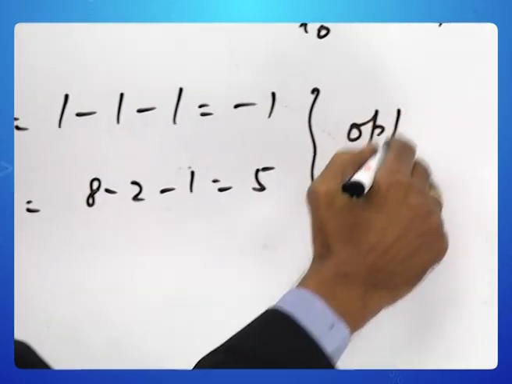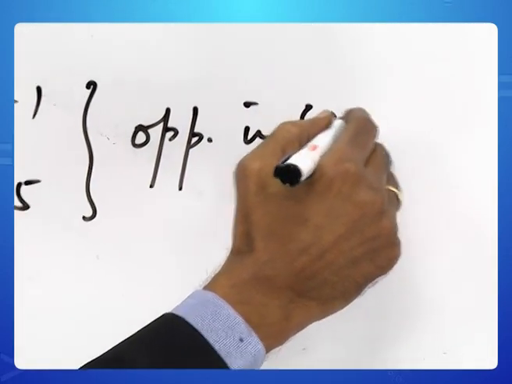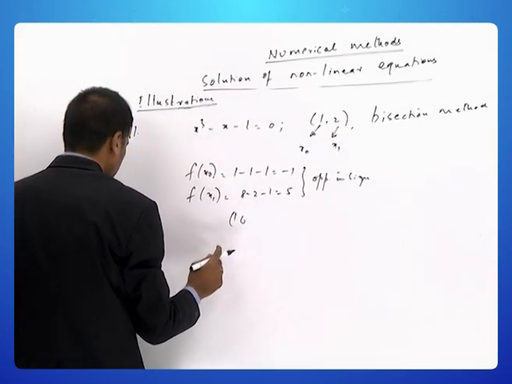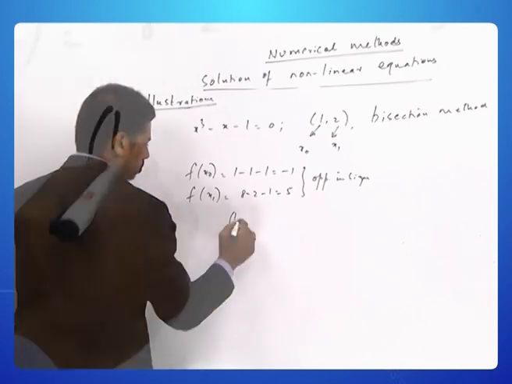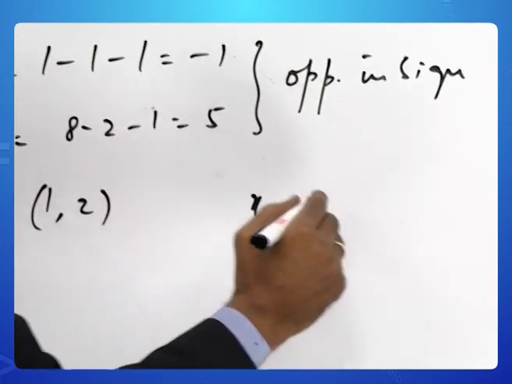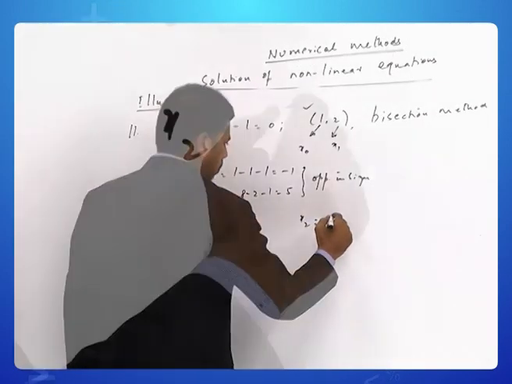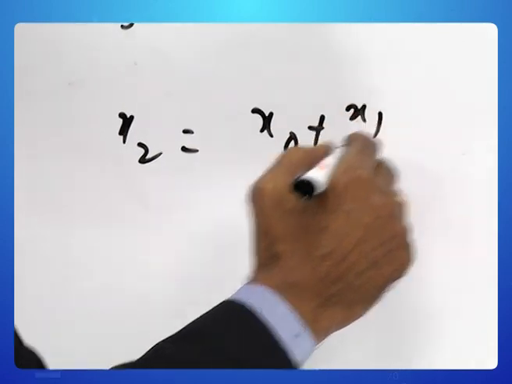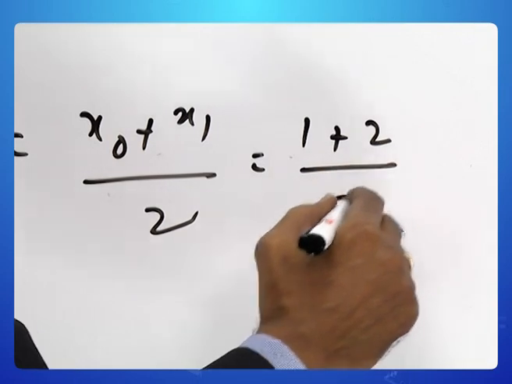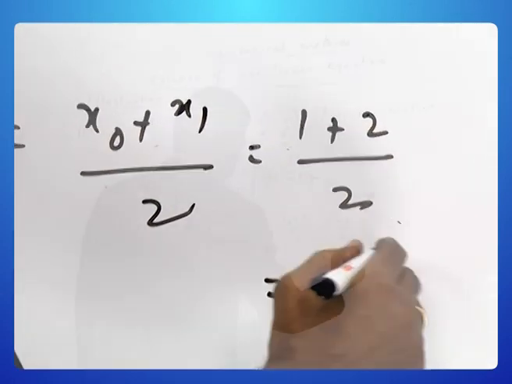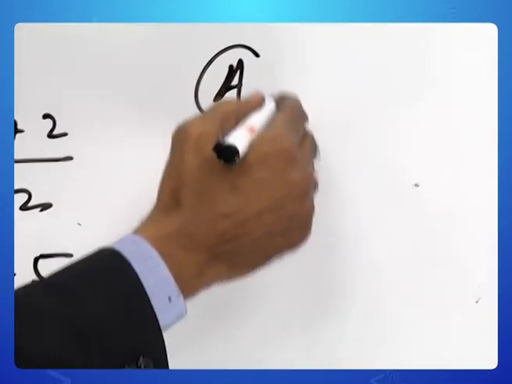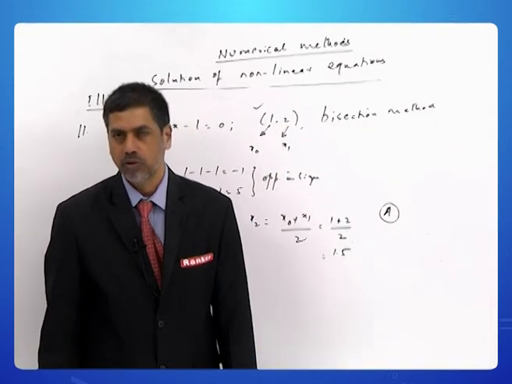So you can see these are opposite in sign. So the root definitely lies between 1 and 2. So this is correct. So what we need is x2. x2 is equal to (x0 plus x1) by 2. So this will be (1 plus 2) by 2, which is 1.5. This is where the root is located. So it's too simple a question to be attempted. So option A is correct.